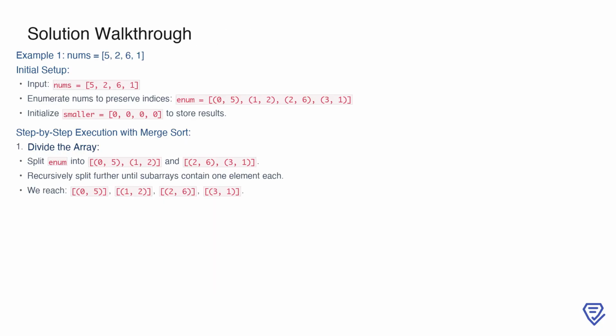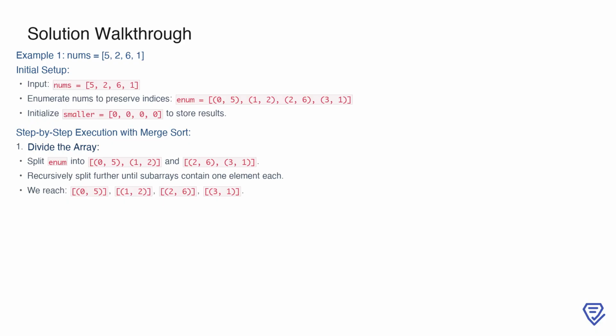To solve the problem, we begin with the input array nums, which is 5, 2, 6, 1. The first step is to enumerate this array by pairing each number with its index, resulting in the array (0, 5), (1, 2), (2, 6), (3, 1). This helps us track the original positions of the numbers throughout the sorting process. We also initialize an array called smaller with zeros, 0, 0, 0, 0, which will eventually store the counts of smaller numbers after each element.